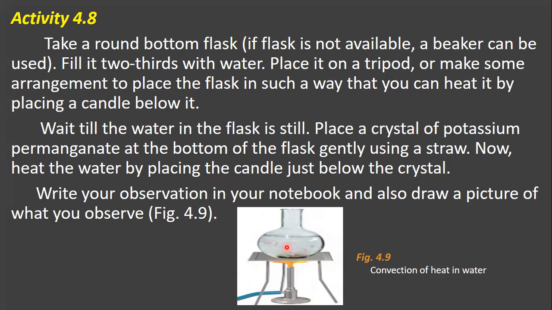The flask has been kept on a stand here, and the beaker is being heated here. Now you wait till the water in the flask is still, meaning there should not be any movement of the water, and you place a crystal of potassium permanganate at the bottom of the flask, gently, using a straw. See, children, it has been shown here.